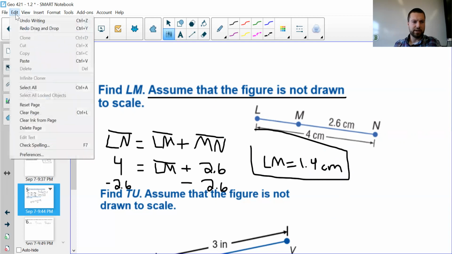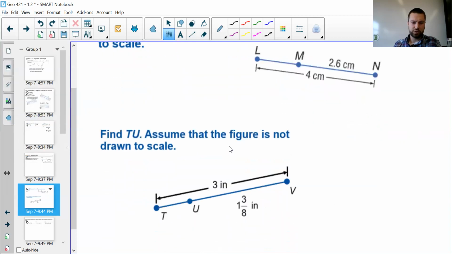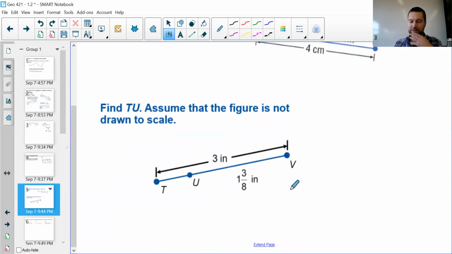Now let's erase. Let's scroll down, and you look at this one. Okay, we're trying to find TU. So pause it, try it. This is our last problem. Okay, last problem for today. Here I'll do it a little quicker so you can just see how you did.